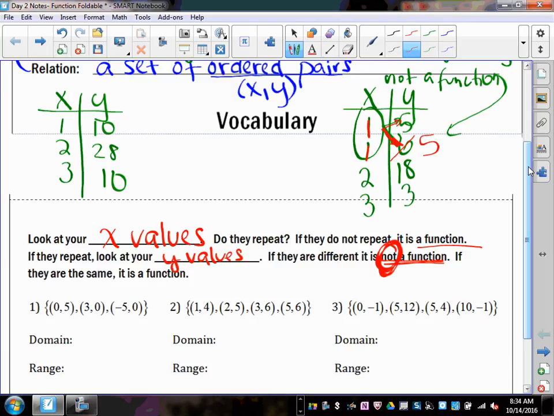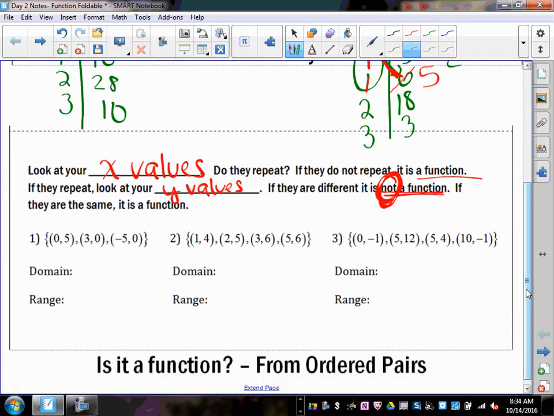Good. Okay, so something we'll be doing is identifying whether or not it is a function, as well as listing our domain and our range. In Algebra 1, we mainly use set builder notation still for domain and range. When you get to Algebra 2, you'll use interval notation.